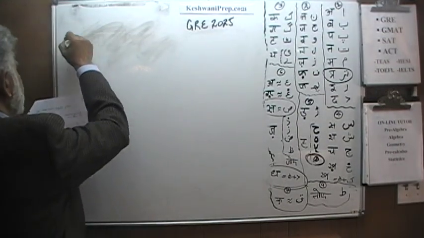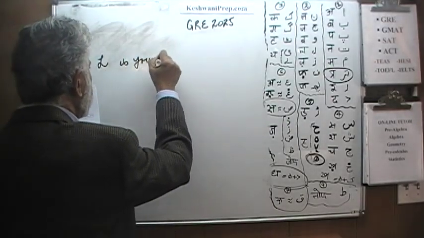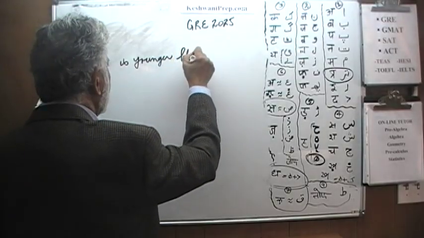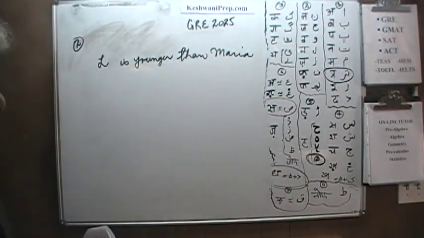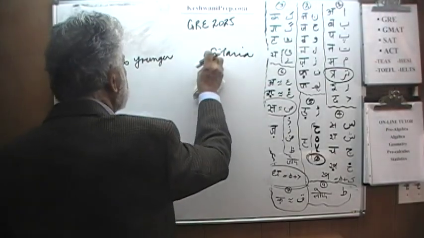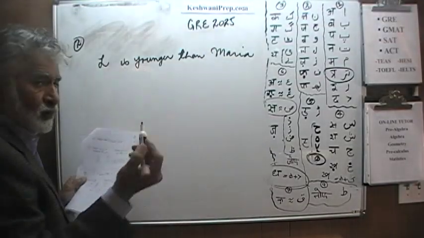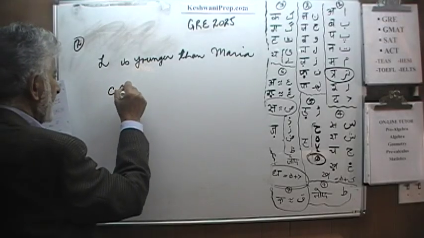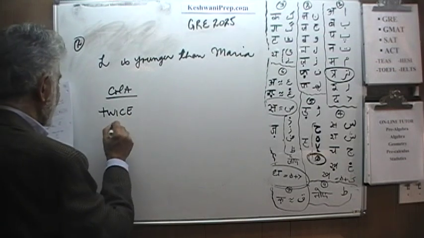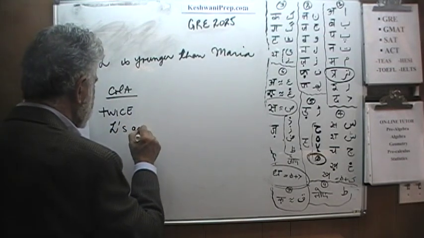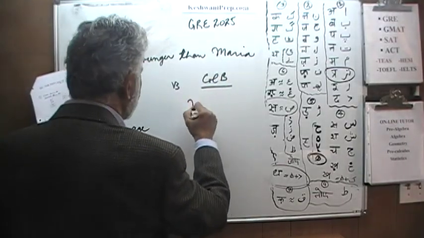Number 2. We are told that Lionel is younger than Maria. Lionel is younger than Maria. And here's what we are asked to compare. We are asked to compare in column A twice Lionel's age versus column B, Maria's age.